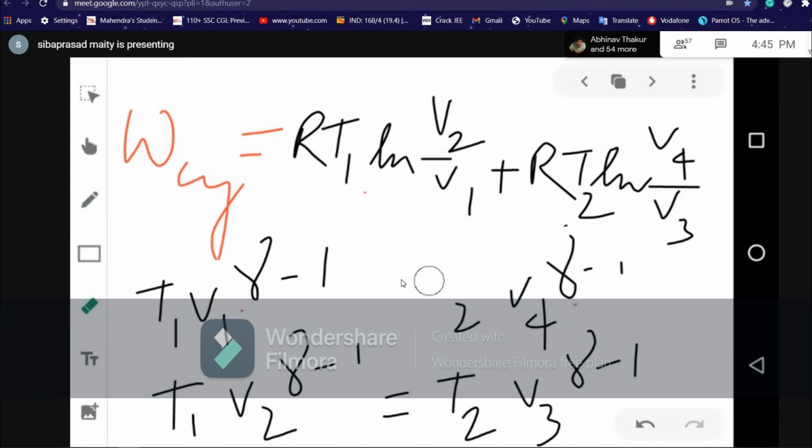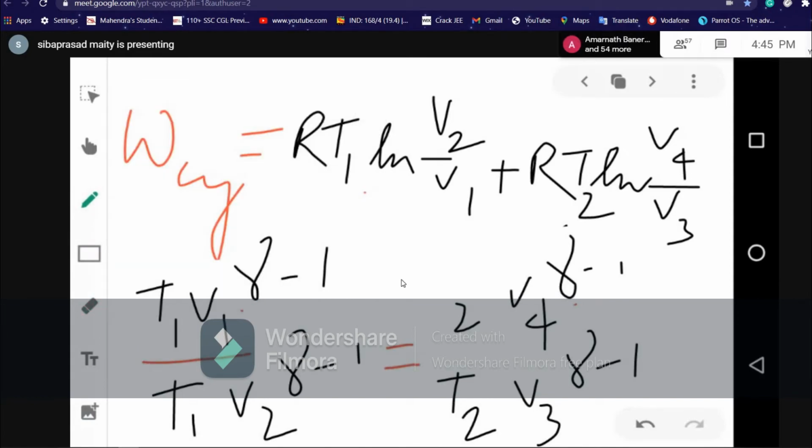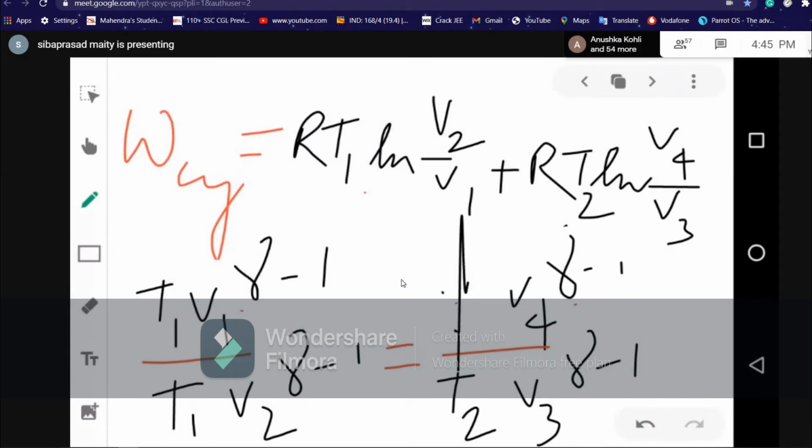Then can we write this by this equal to this by this? Then T1, T2 got cancelled. Then can we write V1 by V2 equal to V4 by V3?